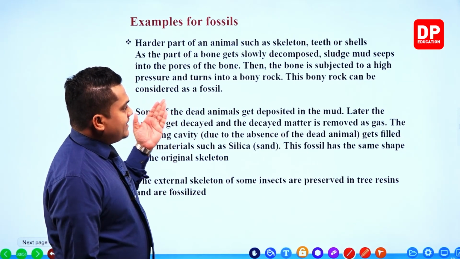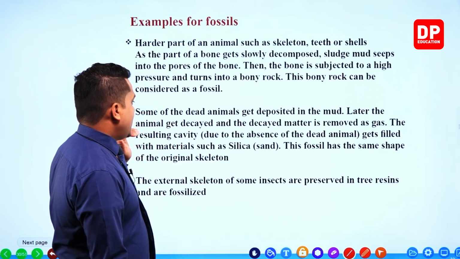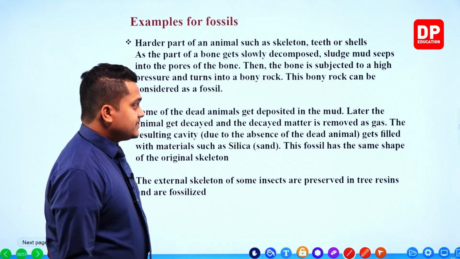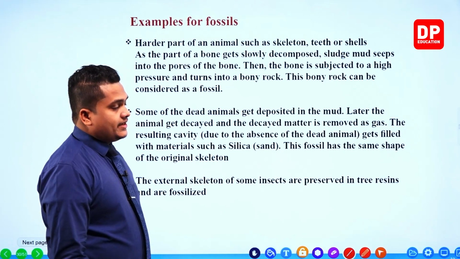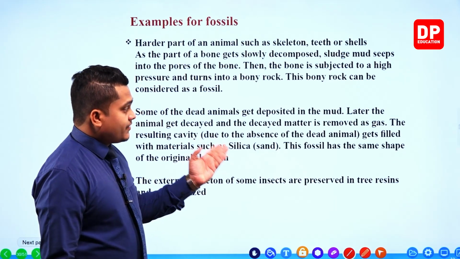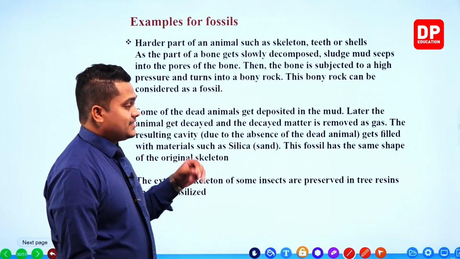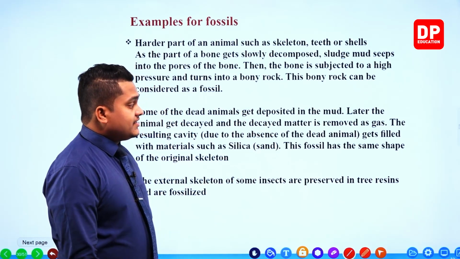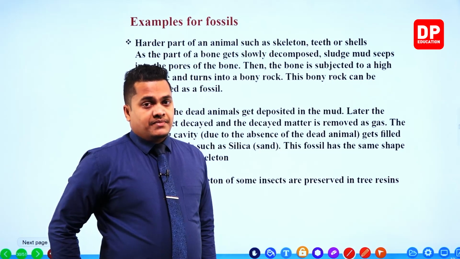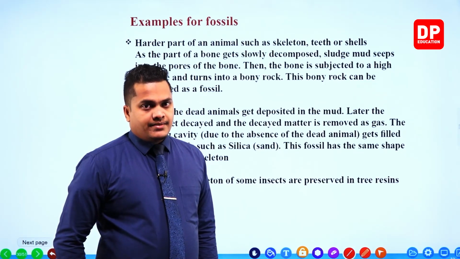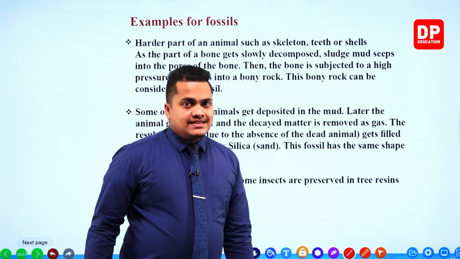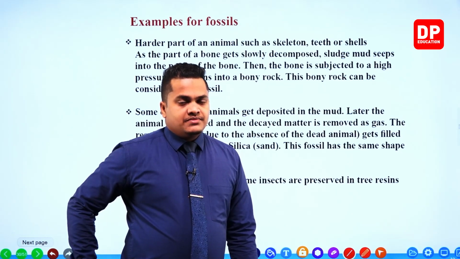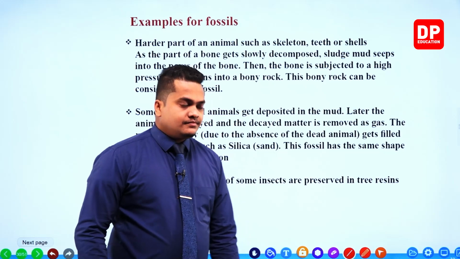So animals get decayed and deposited in the mud. Later the decayed material is getting removed as gas. Then the resulting cavity, due to the absence of the dead animal, will get filled with material such as silica, sand or rocks or any other thing, sometimes mud also. Then that structure will have the same shape as the animal, so therefore it can be considered as a fossil, because it has several traces of organisms. Then the next one.